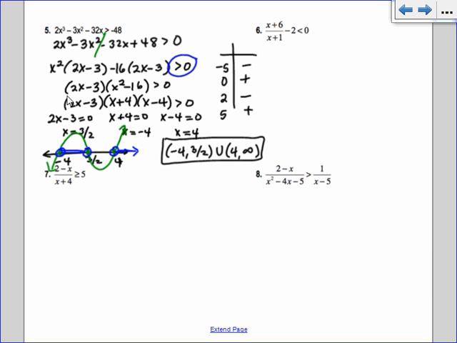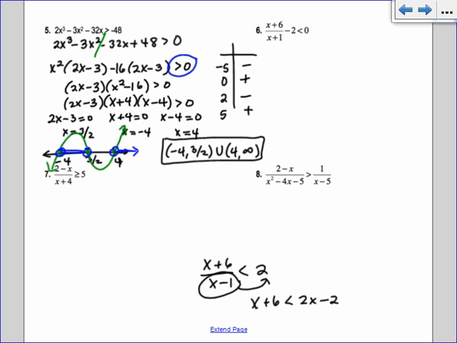So the next one. These are the kind of the tricky ones. So I have (x + 6)/(x + 1) - 2 < 0. What everybody always tries to do on these, I'm going to write it, but don't write it. They try to add the 2 over, and then multiply by x + 1 to the other side. So they get x + 6 < 2x - 2.